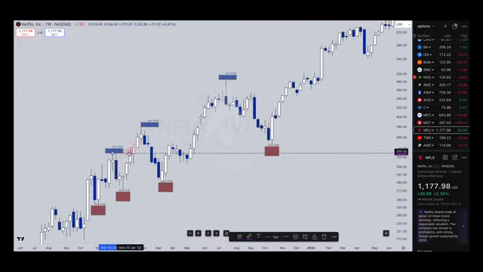Price goes to form another high. Price goes to form another high at 382. At 379.43. $379.59. And look at this. This is the new high that's formed.